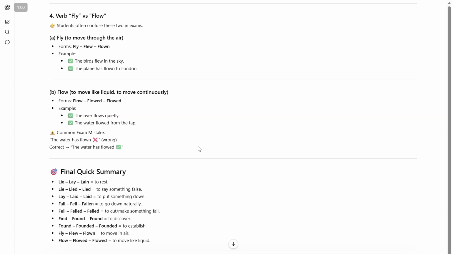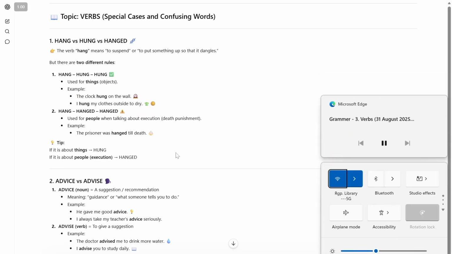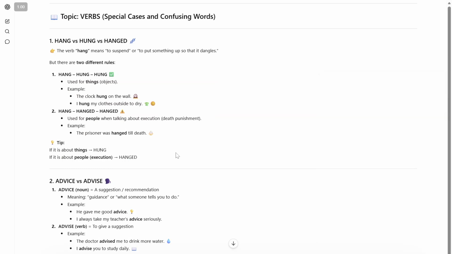Tip for beginners: always check topic, verbs, special cases and confusing words. 1. Hang versus hung versus hanged. The verb hang means to suspend, or to put something up so that it dangles. But there are two different rules. 1. Hang, hung, used for things, objects. Example, the clock hung on the wall. I hung my clothes outside to dry.